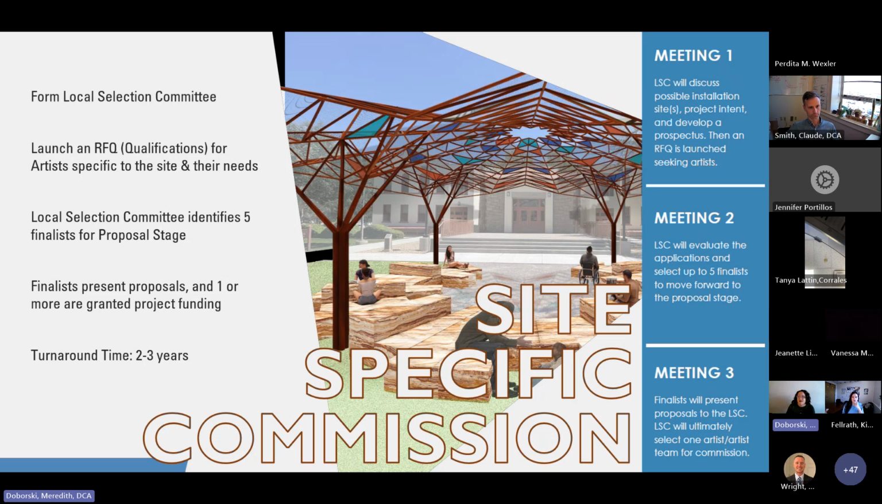In short, what we do is we get with the committee. 9 times out of 10, it's in person. We meet, we go over what it is that you're looking for, what is the site, what is the installation, what are all the specifications, what kind of art are you looking for, what kind of artists are you looking for. Then we launch a call just for you to look for artists that may be interested in this project. You then, as a committee, will review all the applications. You'll select 5 finalists, and then those 5 finalists will move on to the proposal stage.